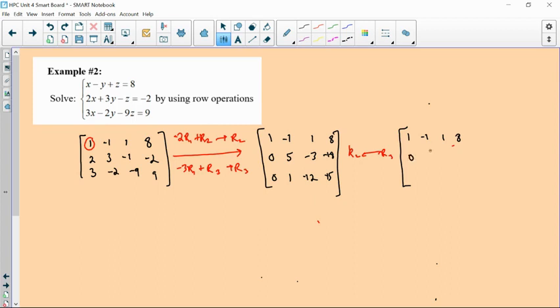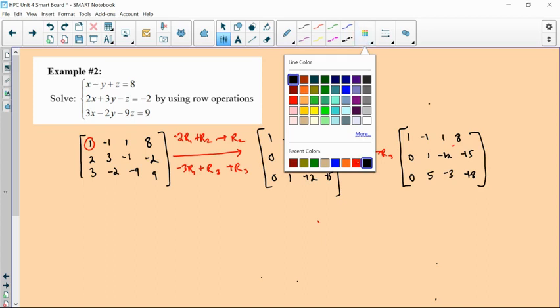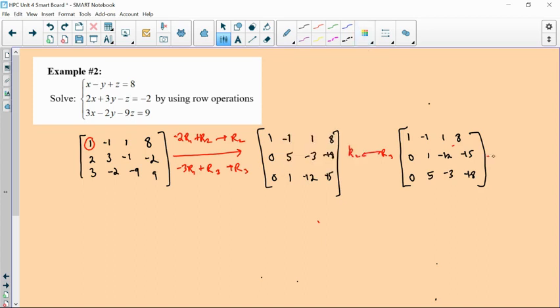So now the new row 2 is 0, 1, -12, -15. And then this row is 0, 5, -3, -18. And I'm carefully looking back and making sure I'm not making any arithmetic mistakes, because it is so easy to do that, right? I mean, hopefully I haven't made any yet.